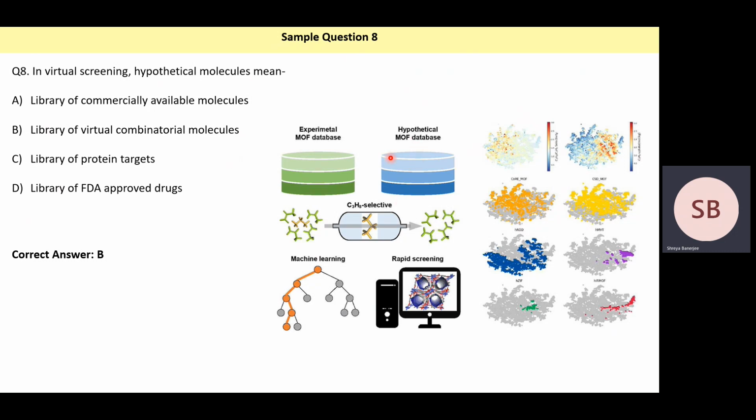And these hypothetical molecules can also be used in virtual screening in order to find out which are the molecules which potentially have the highest binding to a particular protein. So in virtual screening, hypothetical molecules mean a library of virtual combinatorial molecules. So the correct answer is B.